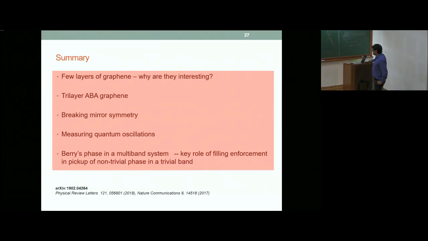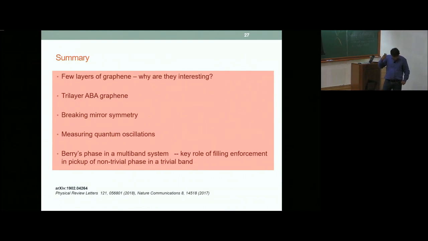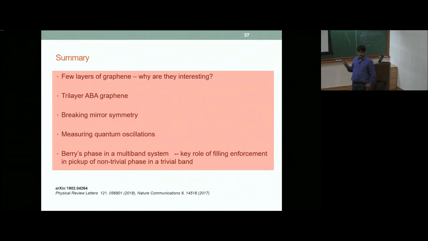The main takeaway message is that these kinds of systems, three-layer graphene or other cousins of multi-layer graphene, are interesting systems because you have some interesting knobs at your disposal to manipulate the Hamiltonian of your system, which is kind of nice.